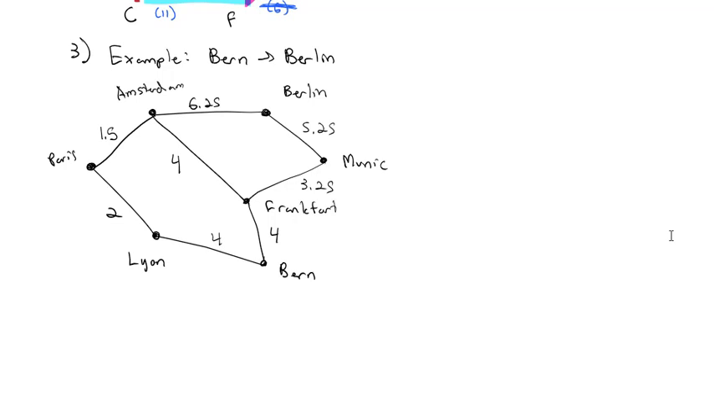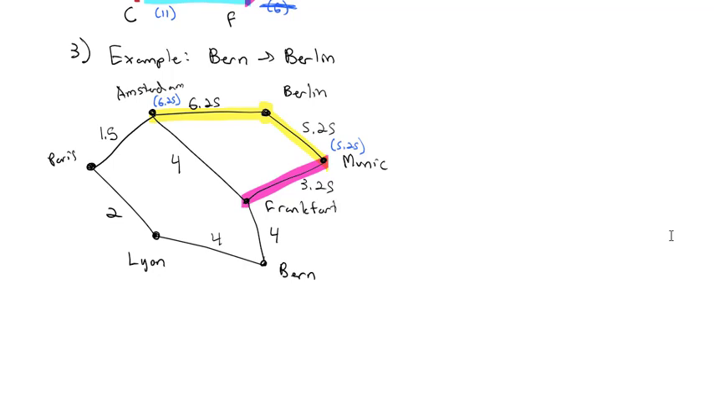We're going to start at our final destination of Berlin. And from Berlin, we've got two choices. We can go to Amsterdam, or we can go to Munich. Notice Amsterdam gives us that 6.25. Munich gives us that 5.25. Munich is the smallest option on there. So from Munich, we're going to consider all options, which is only going to Frankfurt.